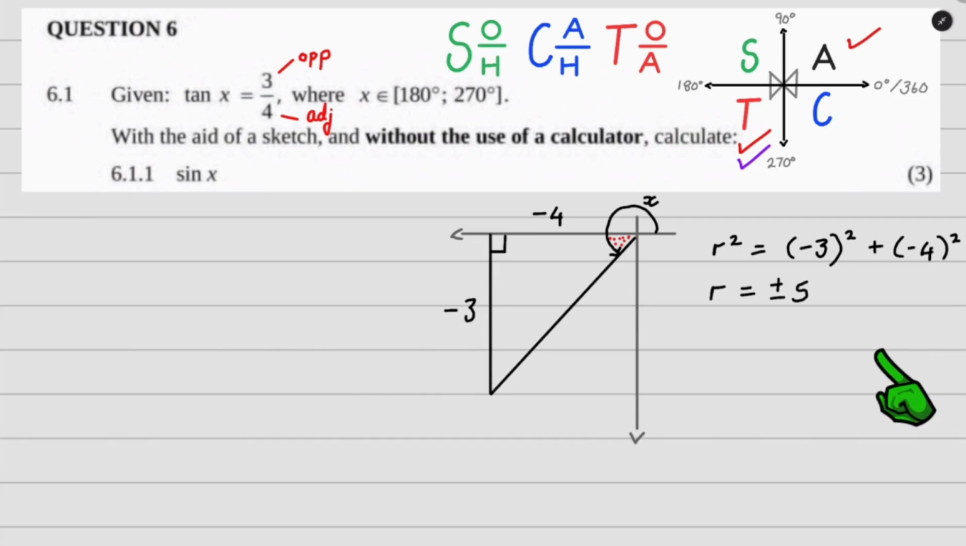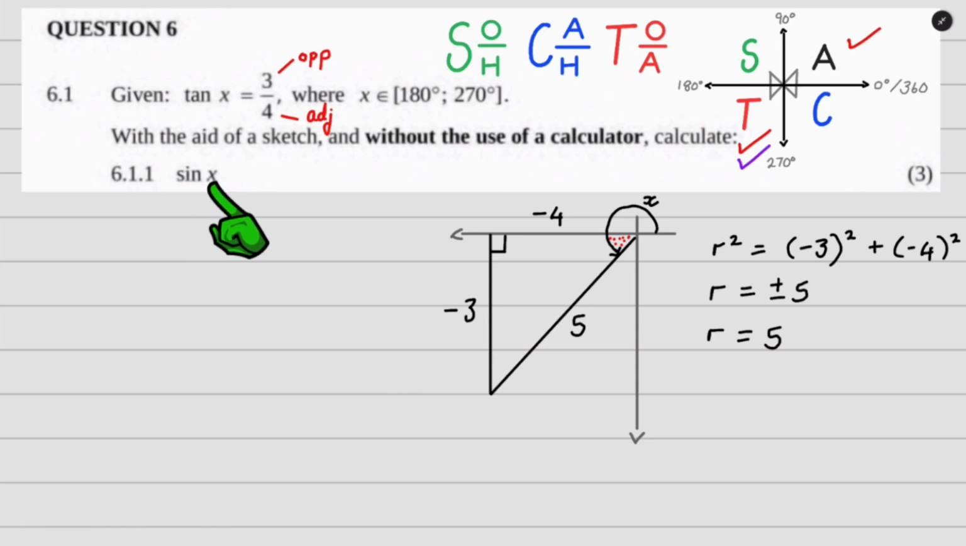And the rule with these sketches is your hypotenuse can only be positive. You can never ever have a negative hypotenuse. So we're going to select the positive version of the radius. And then we chuck that on the sketch at the same time. And now we're finally actually ready to answer this question.